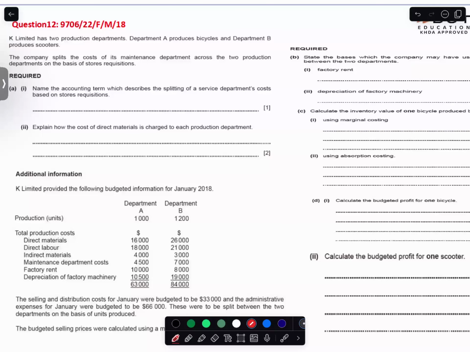So we are doing this sum of absorption costing, which is of Feb-March 2018, paper 22. Can you please read the sum for me, Fatima?